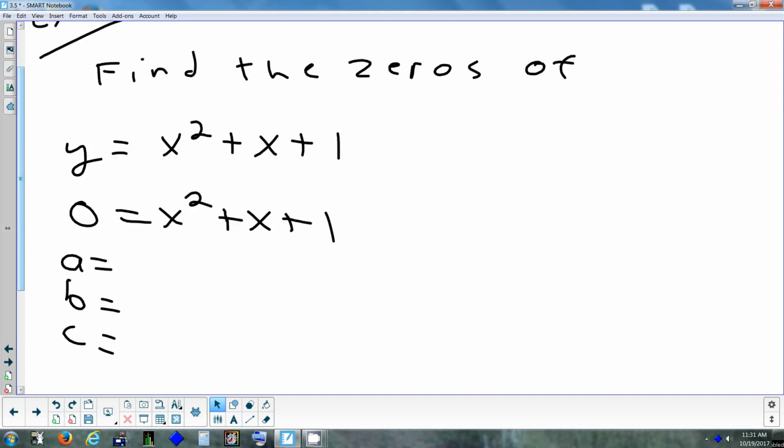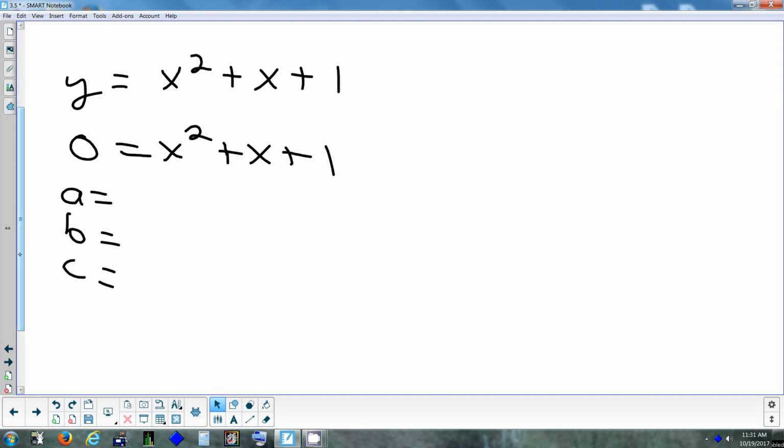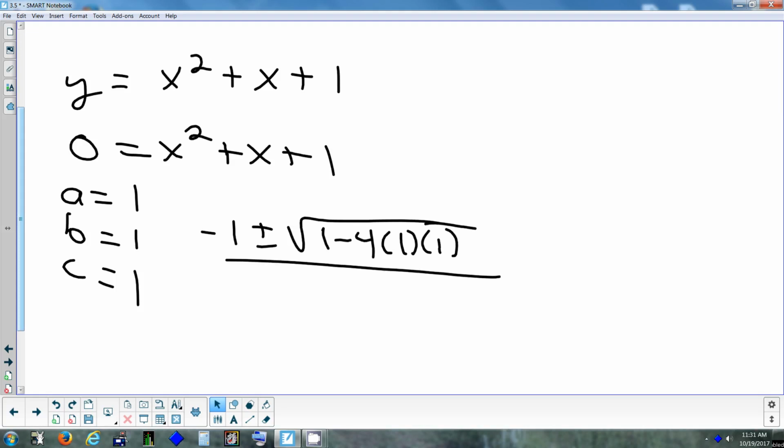Kelvin, what's A, B, and C here? 1, 1, and 1. Yeah, they're all 1. So not very interesting, but they are all 1. And we're going to get negative b plus or minus the square root of b squared minus 4 times a times c. So it's just 4 times 1 times 1. And what do we divide by? 2a, which is 2 times 1? 2.